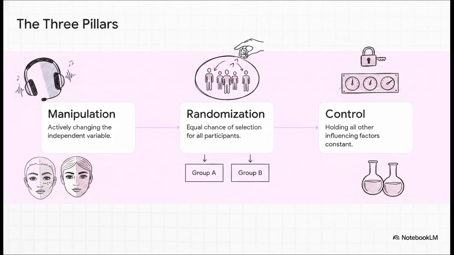Number 2 is random assignment, and honestly, this is where the real magic happens. Every single participant must have an equal chance of being in either group. Why? Because if you let people choose their own group, all the naturally focused students might just choose the quiet room, completely ruining your data. Random assignment spreads both known and unknown human differences, like age, how well they slept, baseline intelligence, evenly across your groups. And finally, number 3, control. You absolutely must hold all other potential influencing factors constant. If the music room is brightly lit but the silent room is pitch black, your experiment is toast. You've just introduced a completely new variable.